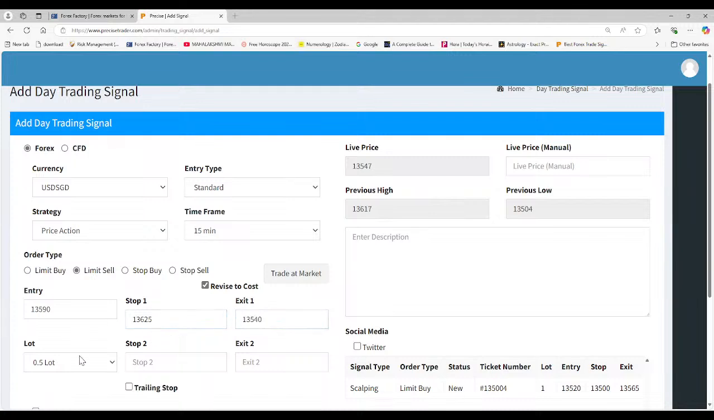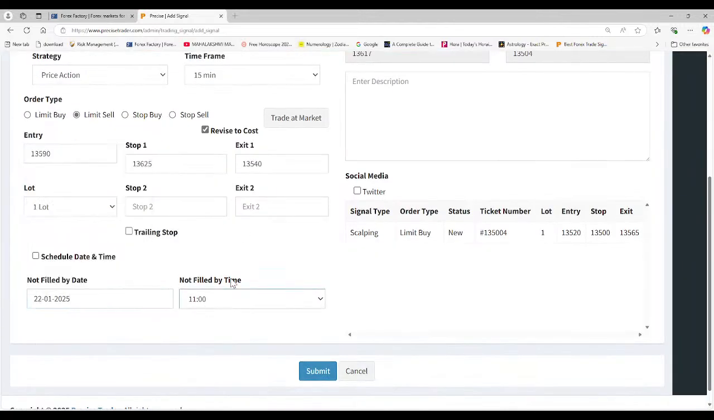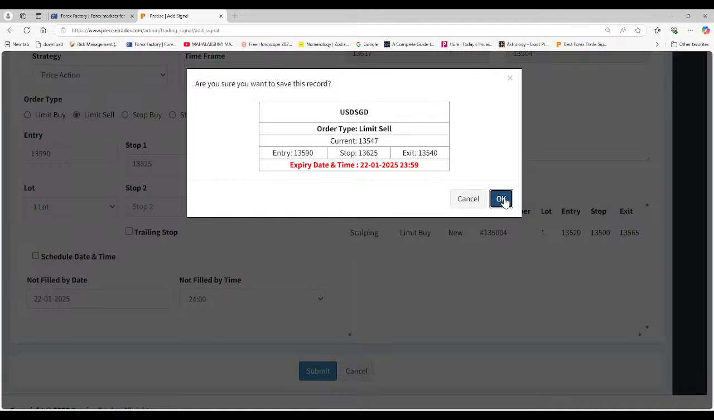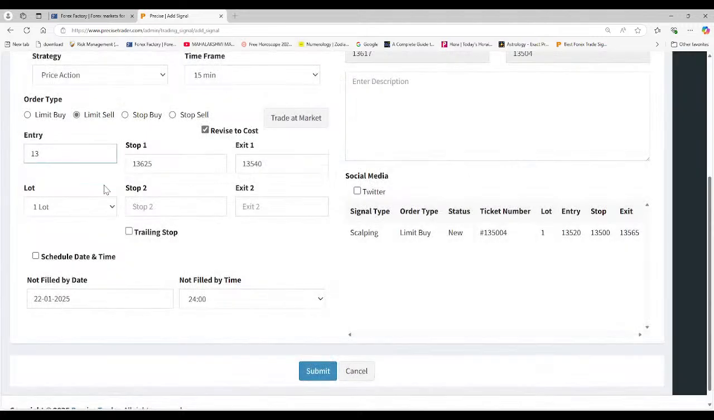$35.40, and this one will go for one lot and expiry until end of the day. Actually, since it's end of the day, we can go 10 pips higher. It's okay, 10 pips higher.